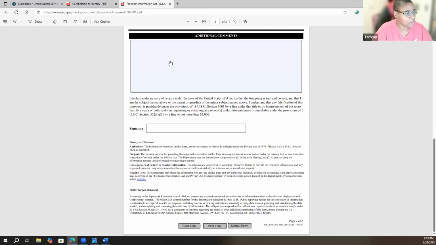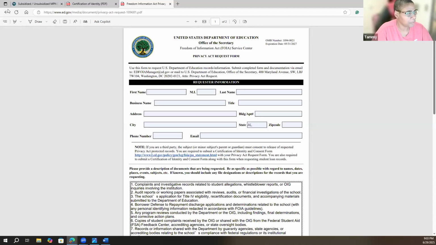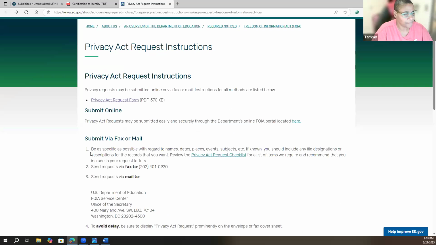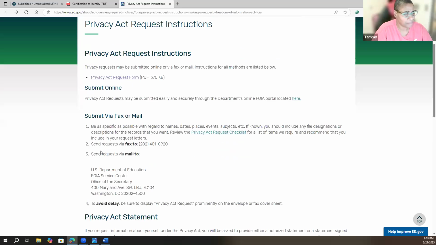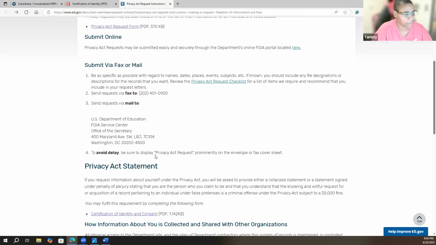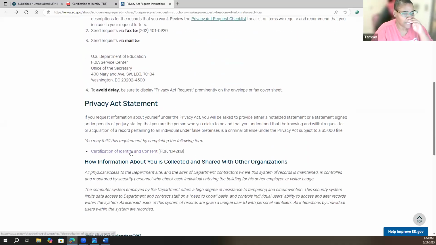So with the Privacy Act, this is the actual form. Let's go back. You can submit it online, which is where we just left, the Freedom of Information Act portal. You can submit it via fax or mail, and they give you all the information here. That's also in the template letters that you're able to do, but you have to send that certification of identity and consent that I showed you previously. So make sure that when you're submitting these requests that you're providing that as well.